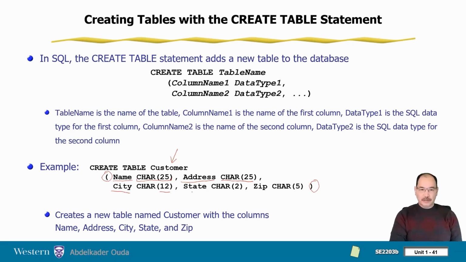State, then this is the fourth column with 2 characters, and then the last column, zip, and again it is char up to 5 characters. Then we close it. That means I need to create a customer table with these columns and their data types. So I create here 1, 2, 3, 4, 5 columns in one table called customer. And this is the size of each column.